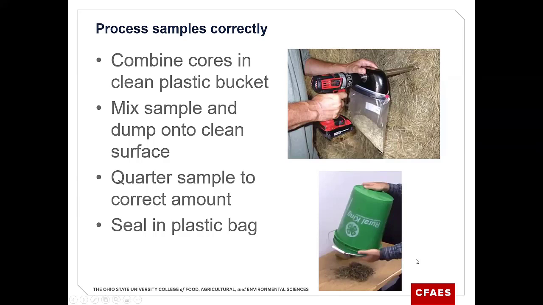If you took 20 samples and you still have too much, take that 1/4 out and then put that 1/4 back in a bucket, mix it up, dump it on the table again, and then take another 1/4 till you get the size that you need to send into the lab. You don't want to send them in a gallon bag full of forages because they're not going to take the time to mix it up real good and sort it for you. They're just going to grab a sample and take it. But seal them in a bag.